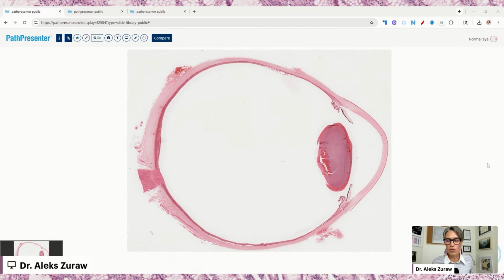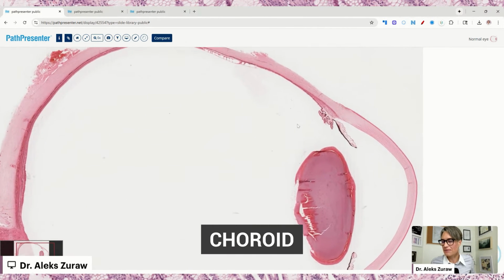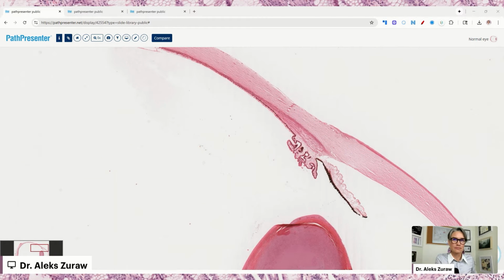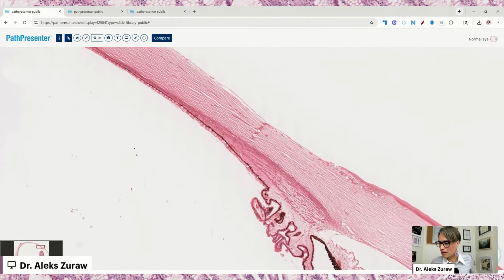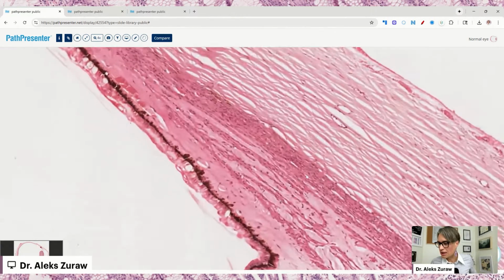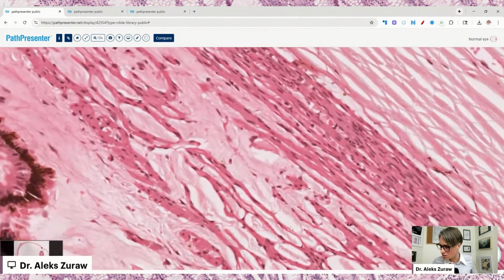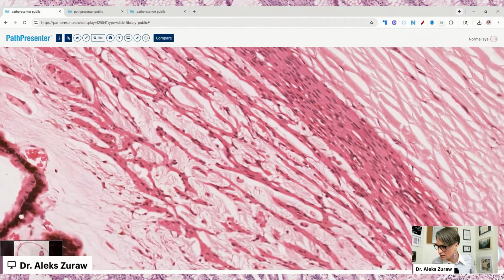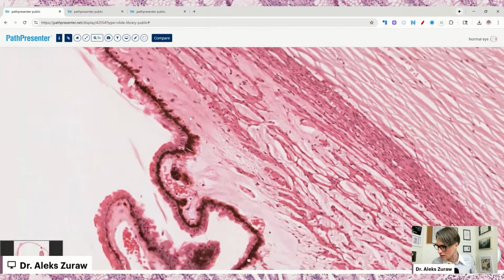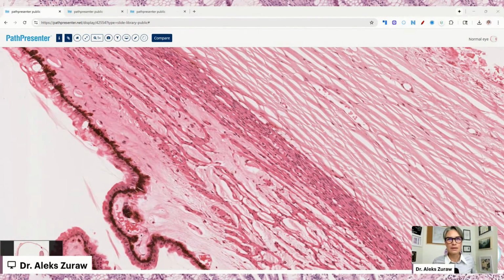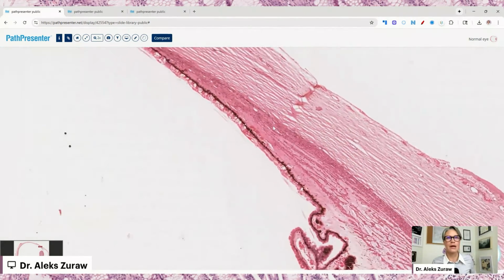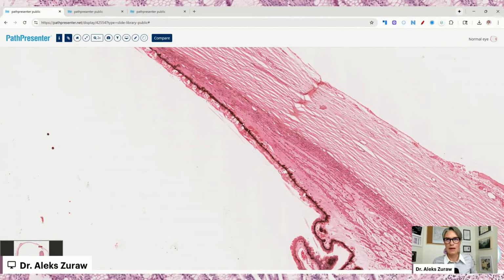We have also the choroid, which is the vascular layer of the eye. And here, it's going to be nourishing the eye. And I would love to show you vessels that have blood in them, but I don't see blood, but I see the vessels. Okay, so here, they're nourishing the eye.